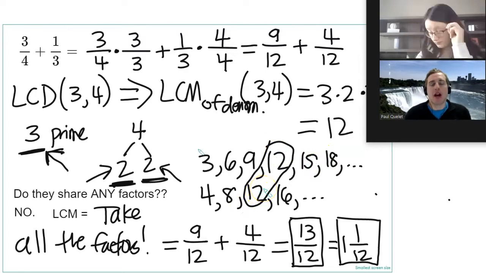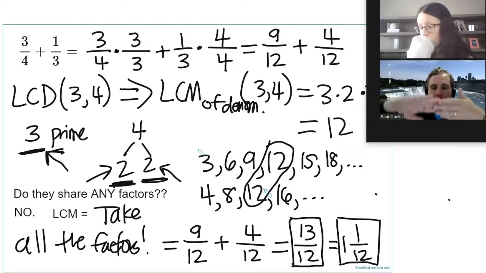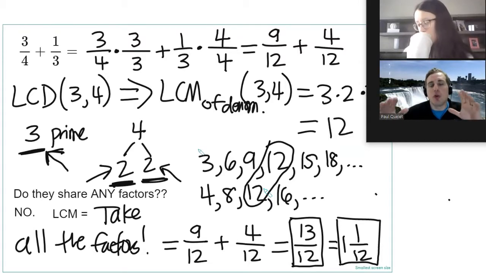So what I'm trying to get at is that if greatest common factor is what you take to take what's shared, least common multiple is you take all of the uniqueness. See the difference? Greatest common factor would be like overlap. Least common multiple would be like make sure you include everything. See the difference by contrast?